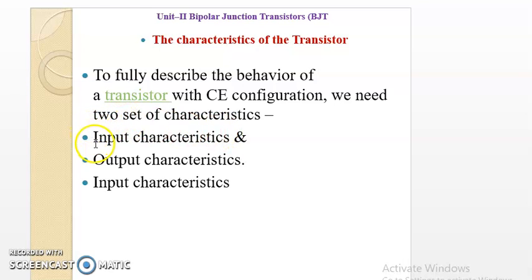Here in input characteristics, we have to note the input current, input voltage. In output characteristics also, output voltage, output current, and the curve is to be taken between two terms.